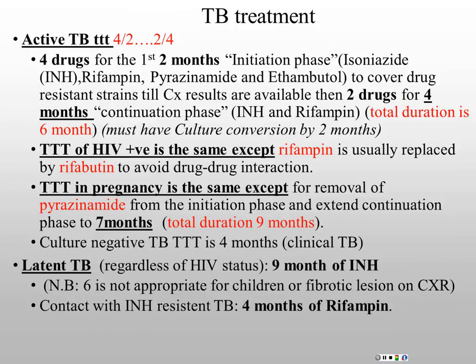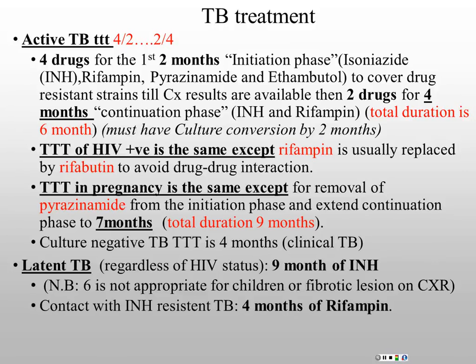Latent TB, you have to know the treatment: 9 months of INH. If the patient was in contact with a resistant TB case, you will give rifampin for 4 months. So from this page, remember the treatment duration is 6 months. In HIV patients, there are a lot of drug-drug interactions.